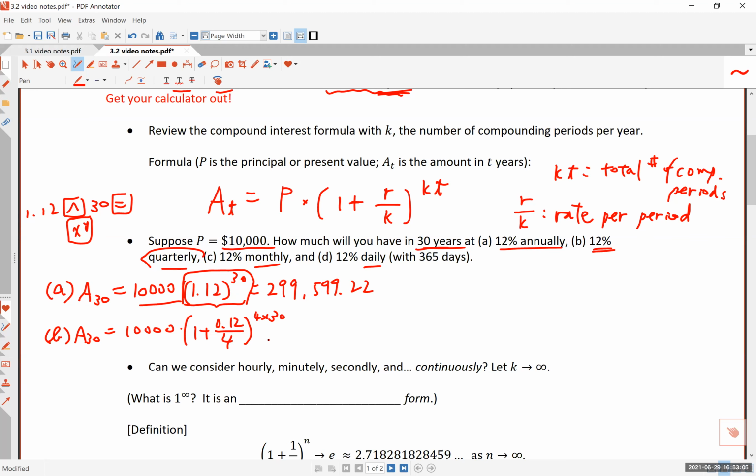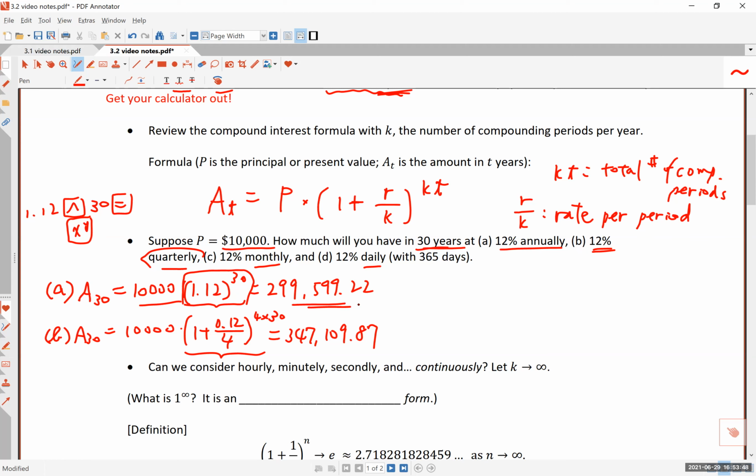So you take this amount, that's 1 plus 0.03, raise it to the 120th power. Don't do this manually, or don't do this in your head. You can't. All right. You take 1.03, raise it to the 120th power, and then you multiply that by 10,000. You will get, what do you get? 347,109.87.